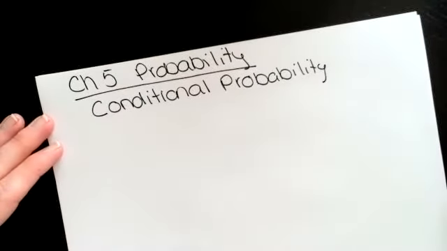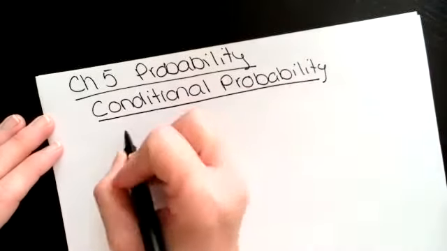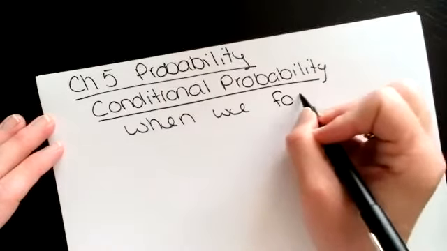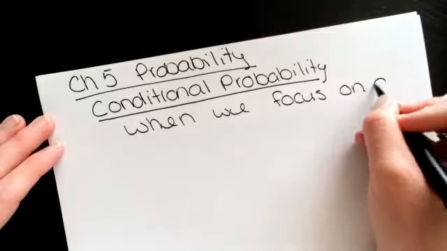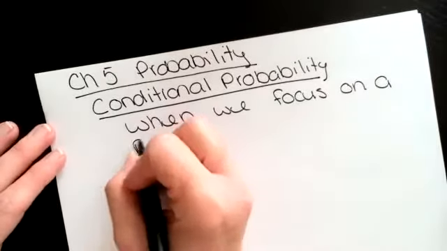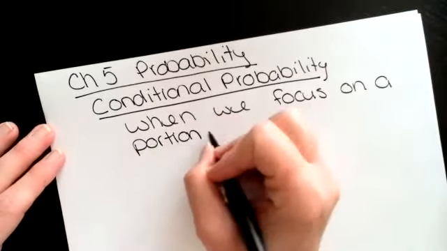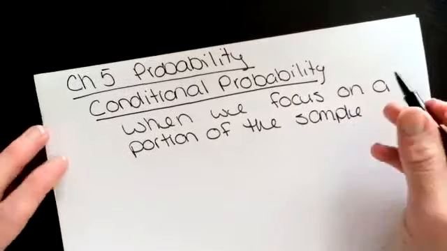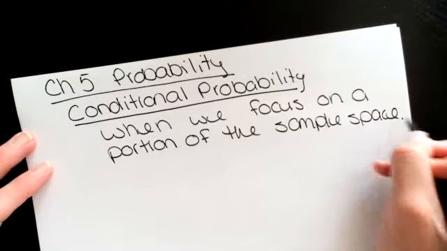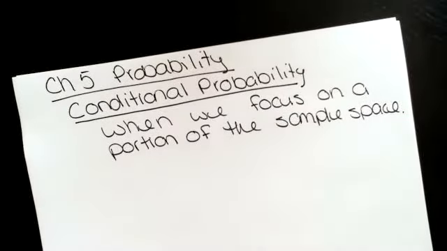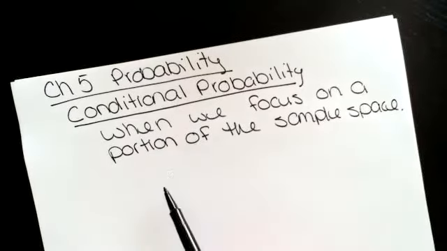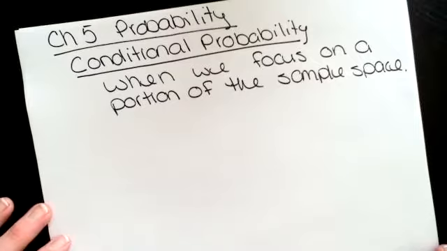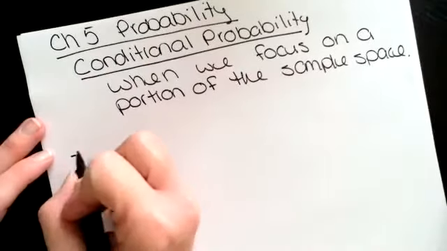Okay. So conditional probability is just when we focus on a portion of the sample space. So remember from last class what the sample space is. The sample space is just all the possible outcomes. And so today with conditional probability, we're just going to focus on part of it and not just the whole sample space. So let's look at some notation first.